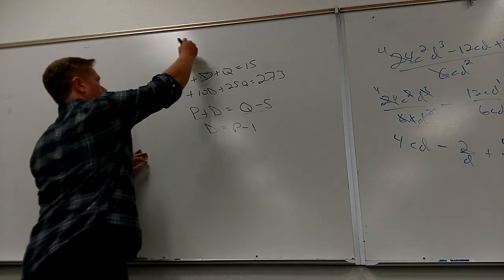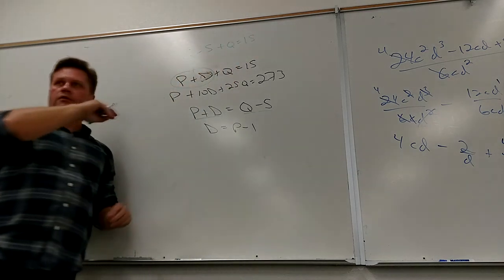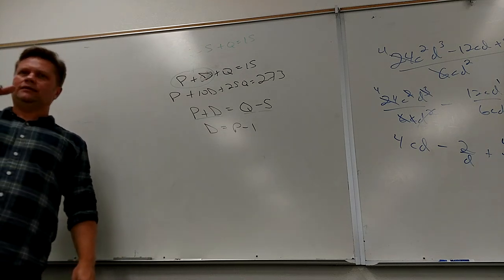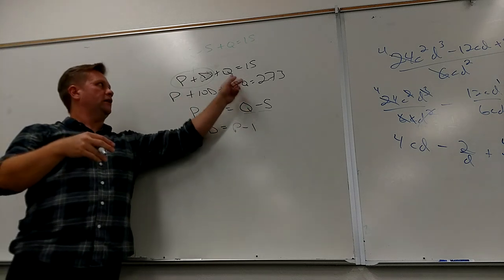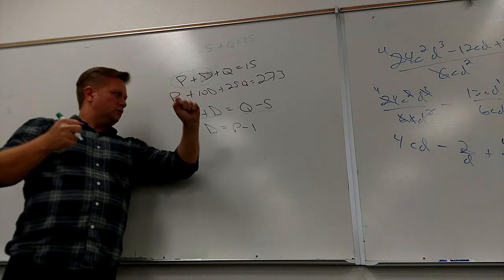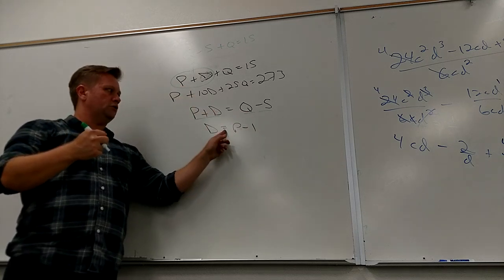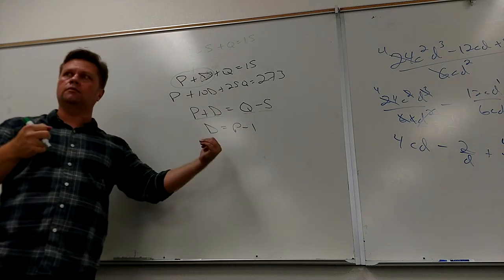And why is that cool? Because now I've got nothing but Q's left up there. That's great, right? Once I know what Q is, I can plug it into all these things. What's really cool is once I know what Q is, then I have these two equations with just P and D in them, and then I can use substitution between them.